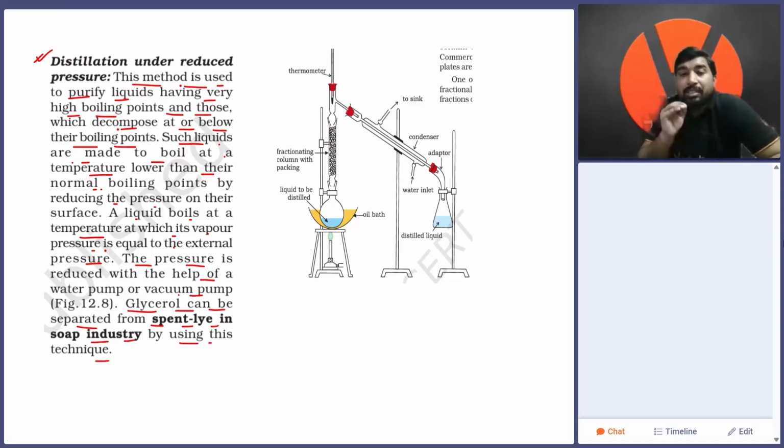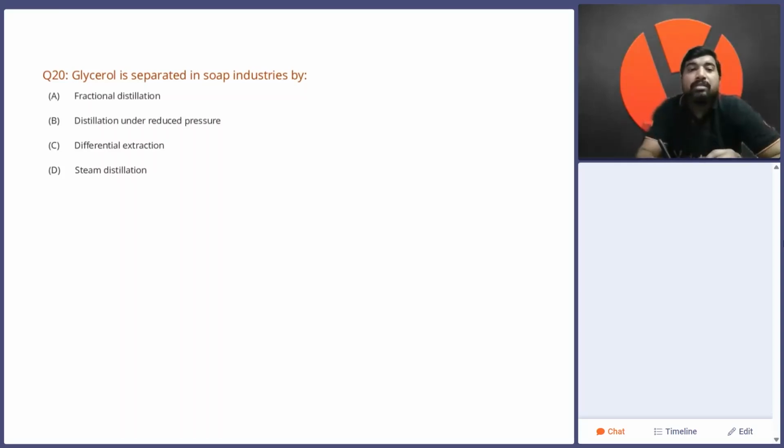So basically this technique is used for liquids which have a very high boiling point, or which will decompose before their boiling point if we increase the temperature. So this is an example of distillation under reduced pressure. You have to remember this line: glycerol can be separated from spent lye in the soap industry by using this technique. So what should be the answer? The answer is B, distillation under reduced pressure.